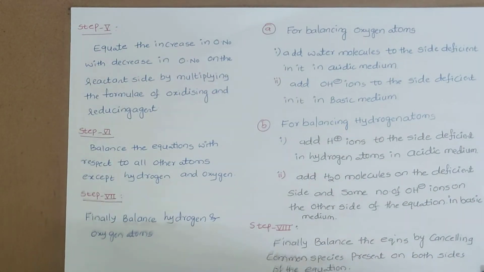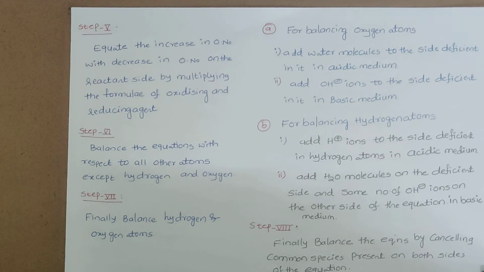In the fifth step, equate the increase in oxidation number with the decrease in oxidation number on the reactant side by multiplying the formula of the oxidizing and reducing agent. After writing the skeletal equation, you write the oxidation state of each element above its symbol. Then you can find out which is undergoing oxidation and which is undergoing reduction.